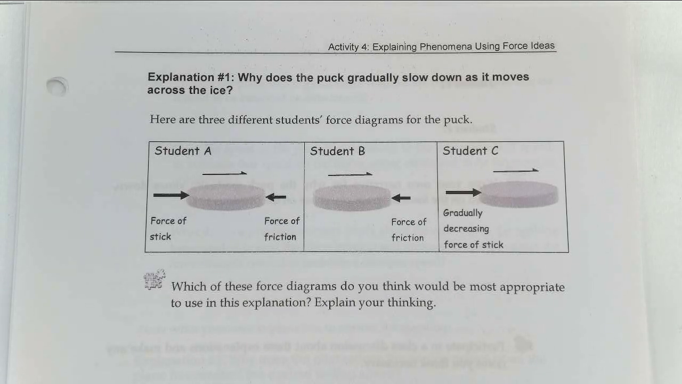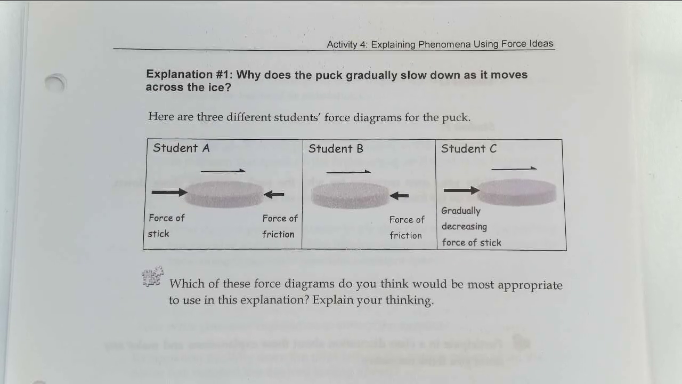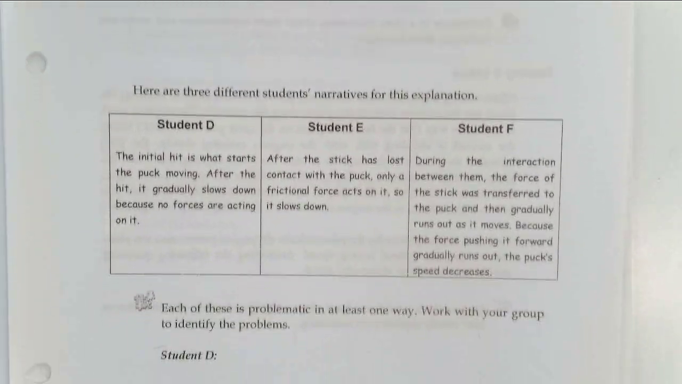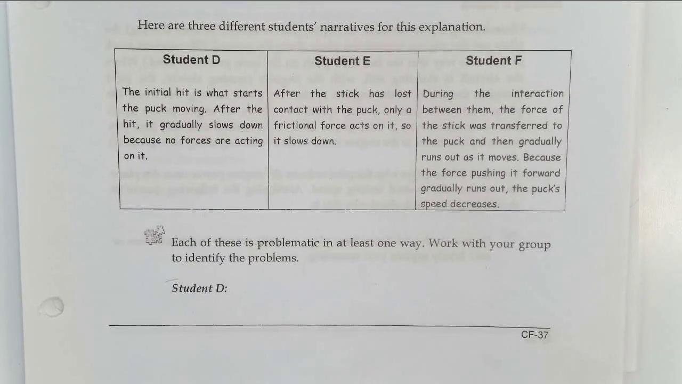It is not complete, in my opinion, because in any of these labels, they haven't identified the pair of objects that are interacting. So all these should say things like friction force on puck by ice and force on puck by stick. So they have not provided complete force labels in any of those. All right, here are three different students' narratives for this explanation.